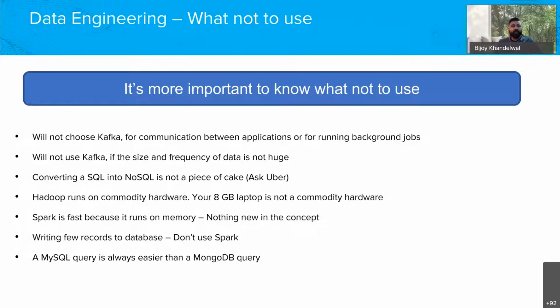Again, a very common saying is that Hadoop runs on commodity hardware. I've given just pieces of statements that normally revolve around the market. Hadoop runs on commodity hardware. Your laptop, 8 GB or 16 GB, is not commodity hardware. They are not talking about desktops. The meaning is you don't need specialized big IBM machines to run Hadoop, but yes, you need a decent-sized server to run Hadoop. It's not your laptop. You can't run production on your laptop. So that's not a correct statement. Spark is fast because it runs on memory.